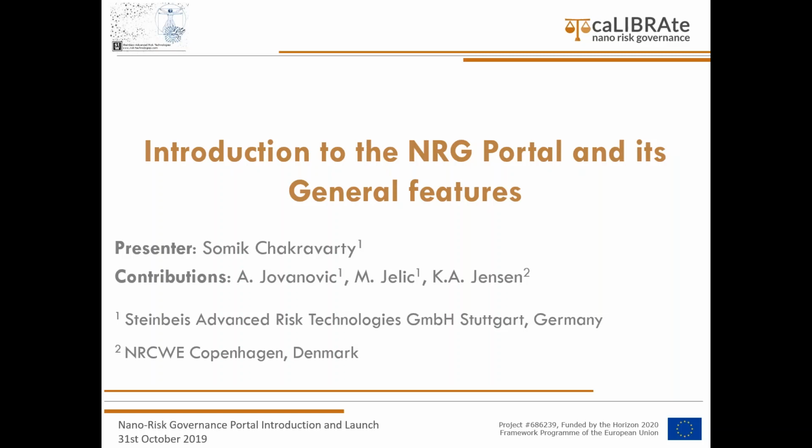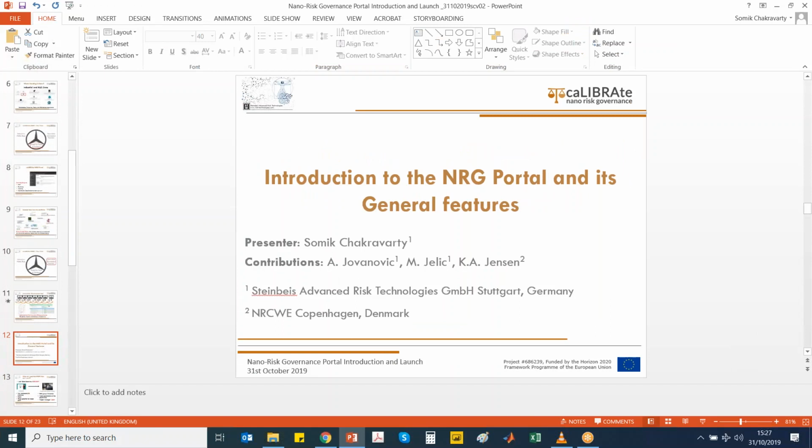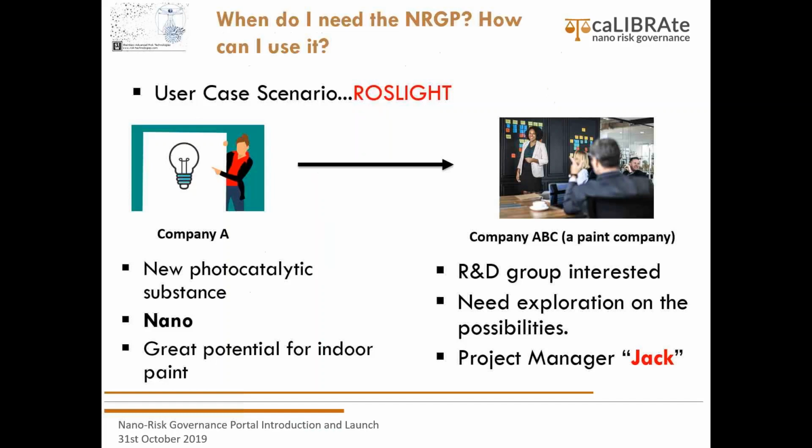And for this, I would actually go to a user case scenario. So imagine it's called Ross Light, and imagine company A, which is a new hypothetical company, approaches company ABC, a paint company, and they propose a new photocatalytic substance which contains nano, and they say that it has great potential for indoor paint. Company ABC is interested in this photocatalytic substance, but they think that there's further need for exploration on the possibilities.